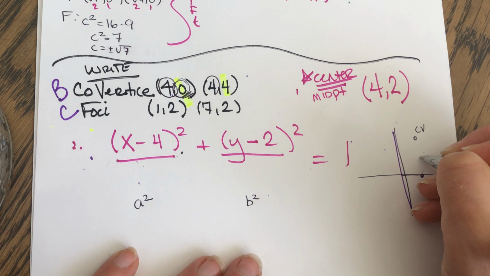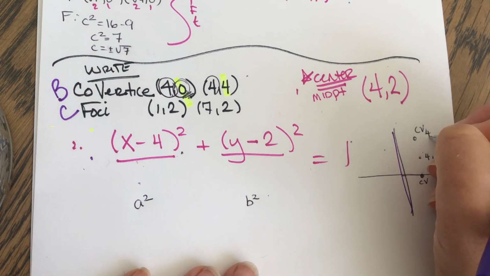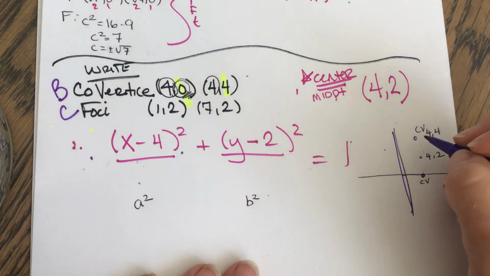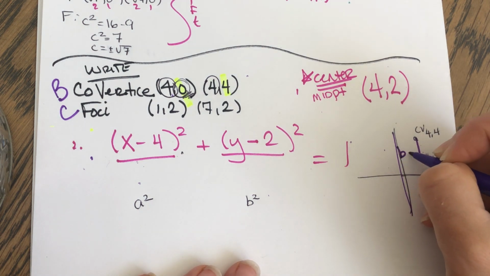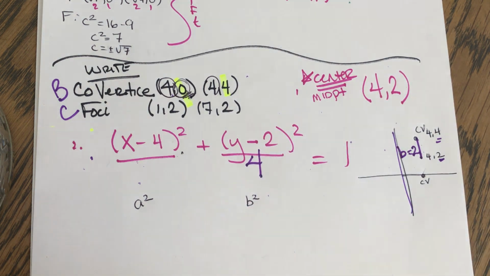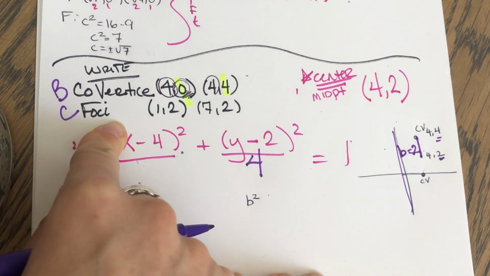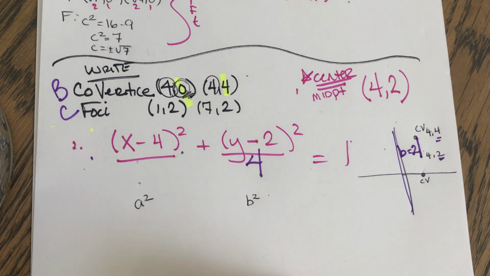My center is 4, 2. I'll just choose this one up here, which is 4, 4. This is my b value. What's the distance? Your distance is 2, so b squared is 4. Done. Now, unfortunately, I gave you the foci for this one, so foci is c, which means we have to find our a.